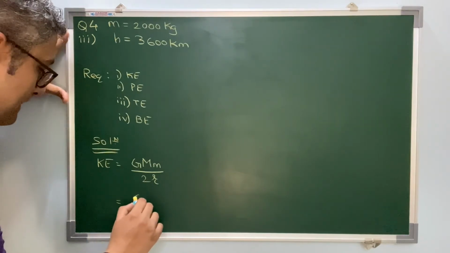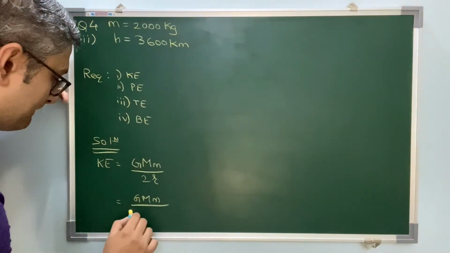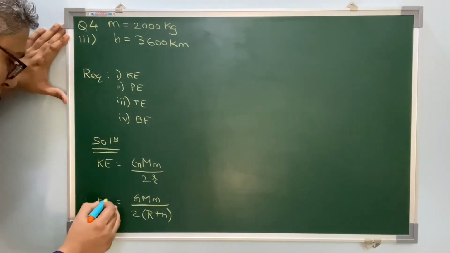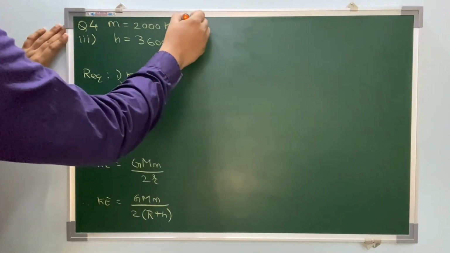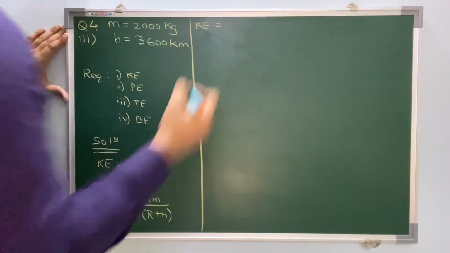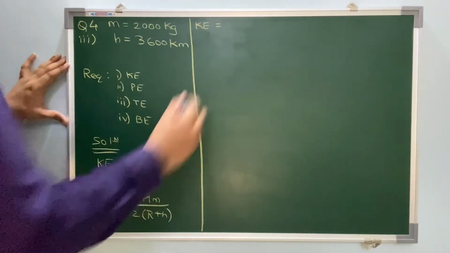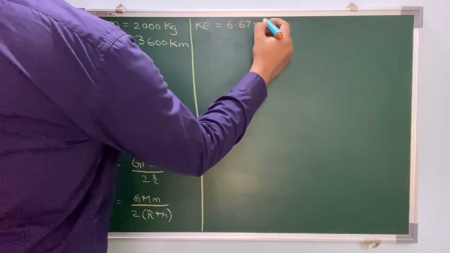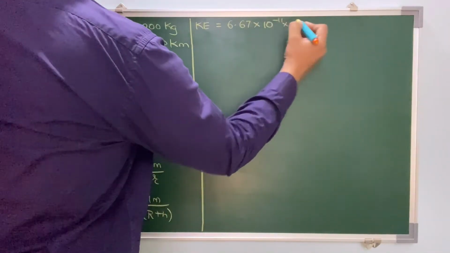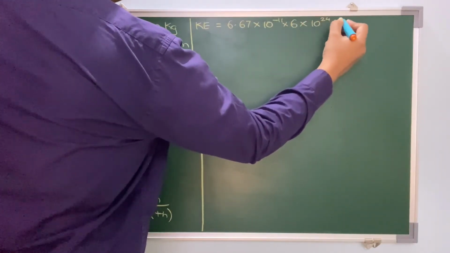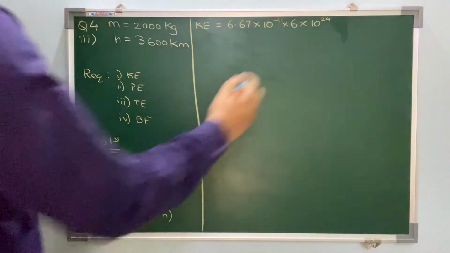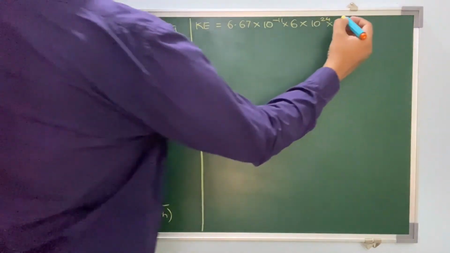So I will say GMm by 2 times. Okay, so all that I have to do now is substitute the numbers. So what do we get? I will get kinetic energy is equal to, so let's substitute the value of capital G first, 6.67 into 10 raised to minus 11. Then capital M, mass of Earth is 6 into 10 raised to 24 kg, right? So you don't need to write the units. Then small m, that is a number given to us, 2000.